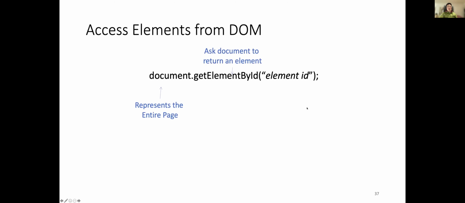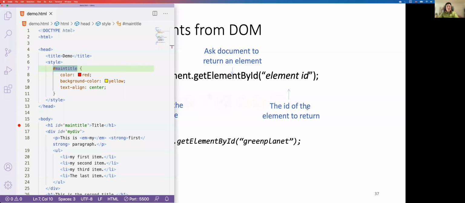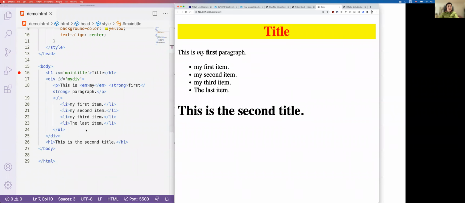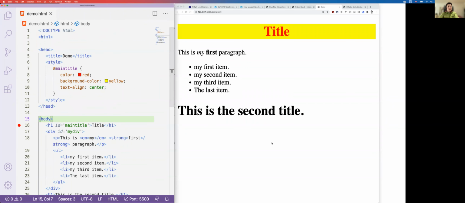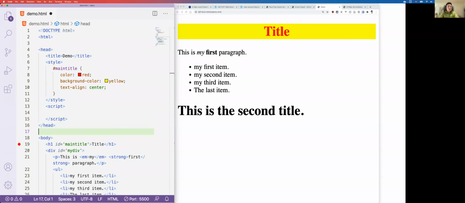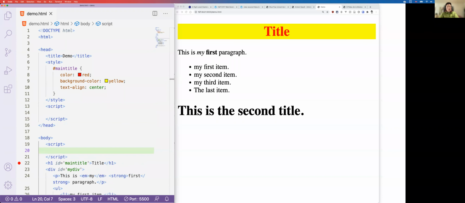That's the entire page, and this is a particular method. We give you an element, and that should be the name of the ID. If we use our own little example, we can add some script. You can either put the script tag here, or you can put it inside the body.